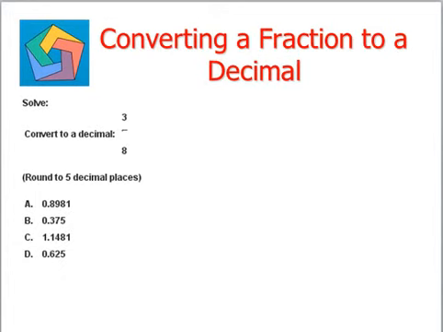Let's try the next question. Convert to a decimal, and we're given the fraction 3/8. So 3/8 is nothing but 3 divided by 8. 3 goes inside while 8 remains outside. Now 3 goes in the table of 8 as 0 times. We start our division. 3 minus 0 is a 3. We put a decimal here, a 0 here, and bring it down.